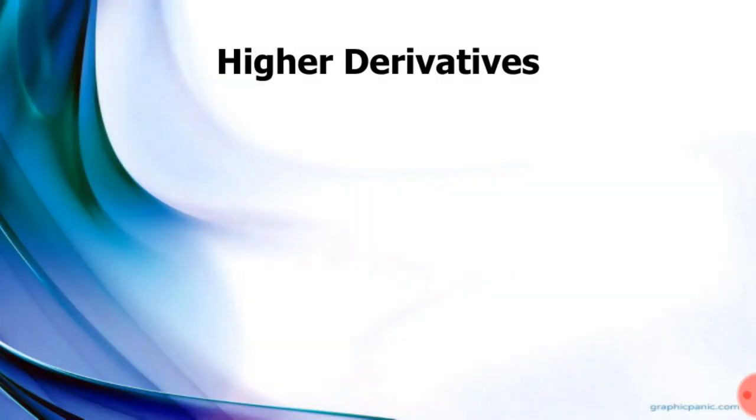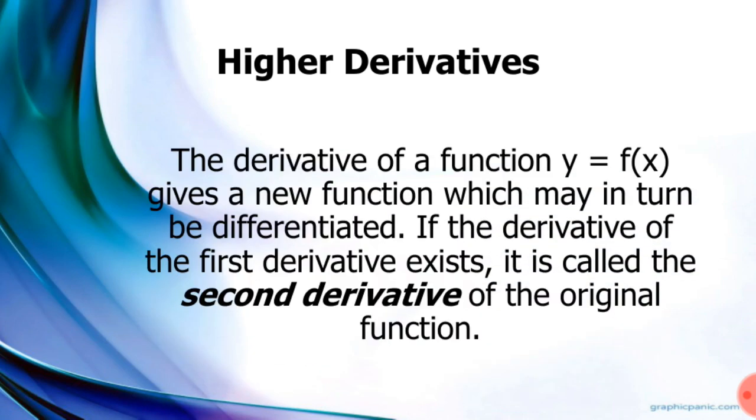Okay, so for higher derivatives, the derivative of a function y which is equal to f of x gives a new function which may in turn be differentiated. If the derivative of the first derivative exists, it is called the second derivative of the original function. Likewise, if the derivative of the second derivative exists, again, it is called the third derivative, and so on and so forth.